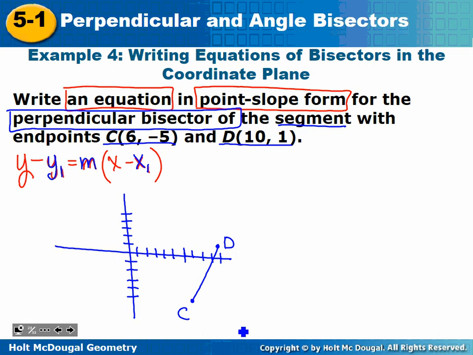Remember, your points are always x, comma, y. So graph (6, -5) and (10, 1), label them C and D. Okay, so again, we're not writing an equation for this line segment. That's like up here where we started the lesson. That's the line segment. We're trying to write the equation of the line that would go through that line segment and be a perpendicular bisector.